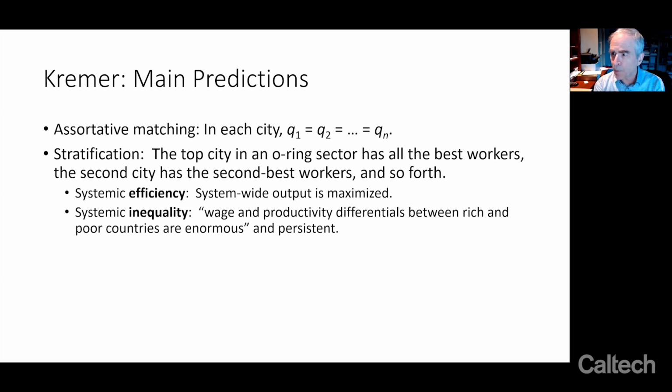Another feature that emerges from Kremer's model is stratification. There's going to be a top city in each O-ring sector that has all the best workers. The second city will have the second best workers, and so forth. We'll go on down, and that process of urban stratification is going to have both an efficiency consequence. System-wide output will be maximized when there's perfect assortative matching and stratification, and inequality. As Kremer puts it, wage and productivity differentials between rich and poor countries are enormous and persistent.